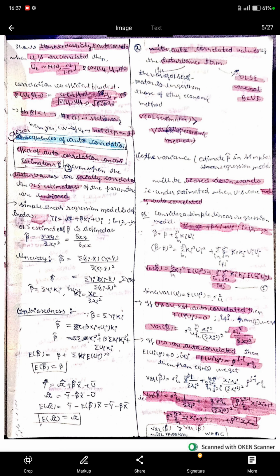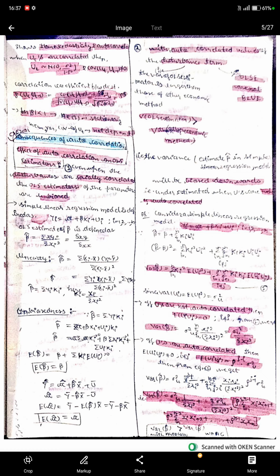Since variance ui equals expected ui square equals sigma square u, if the u's are not autocorrelated, then expected ui uj equals 0, that is, for i not equal to j. From equation 1 we get variance of beta cap equals sigma square u summation small xi square by summation small xi square whole square. This will be equal to sigma square by summation small xi square, that is, sigma square by Sxx.